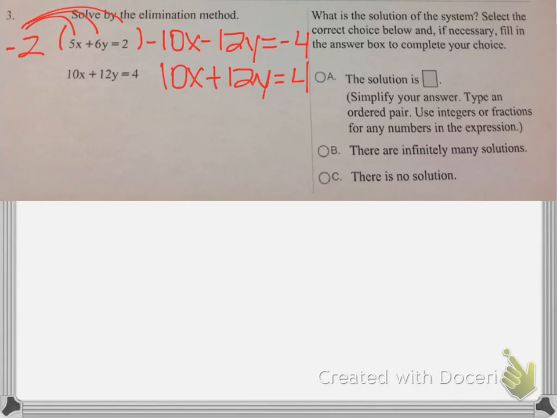Ooh, and something interesting is going to happen on this problem. So when I go to eliminate, or I add my equations together, -10x plus positive 10x, gone, that's 0. -12y plus positive 12y, gone, that's 0. And so what we got on the left side is 0. -4 plus 4, that is 0.